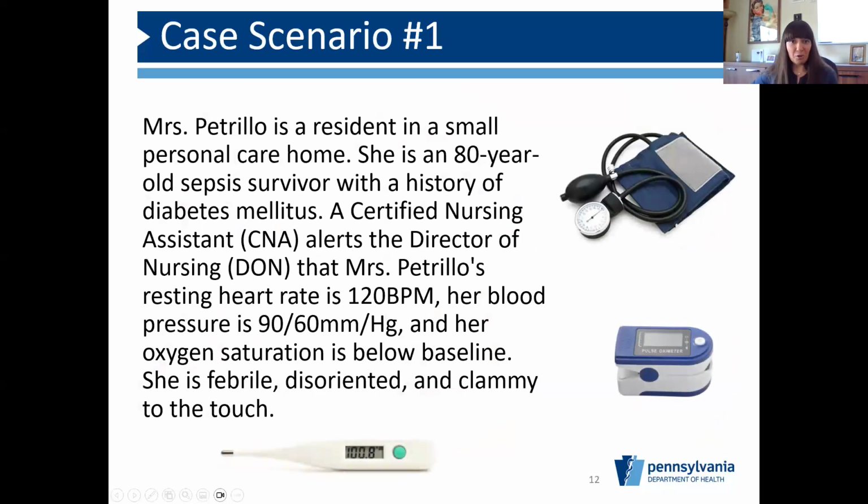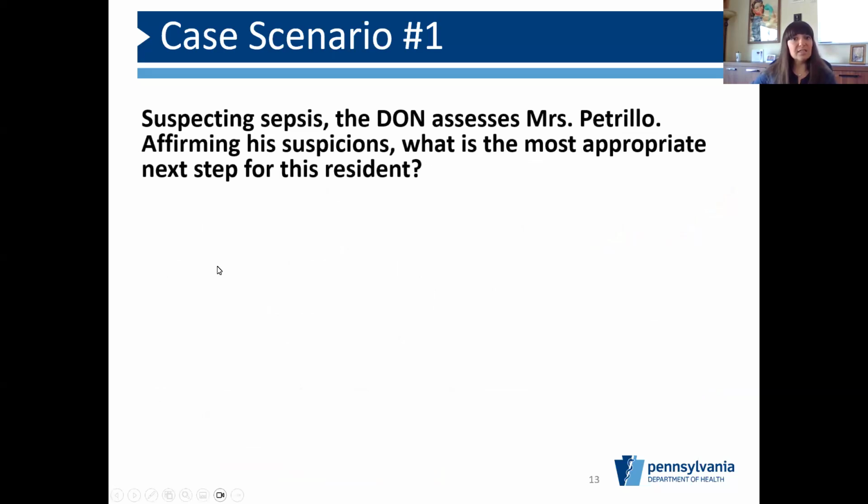So Mrs. Petrillo is a resident in a small personal care home. She's an 80-year-old sepsis survivor with a history of diabetes mellitus. A certified nursing assistant, or CNA, alerts the director of nursing, or the DON, that Mrs. Petrillo's resting heart rate is 120 beats per minute, her blood pressure is 90/60 millimeters of mercury, and her oxygen saturation is below baseline. She's febrile, disoriented, and clammy to the touch. So suspecting sepsis, the DON assesses Mrs. Petrillo. Affirming his suspicions, what is the most appropriate next step for this resident?